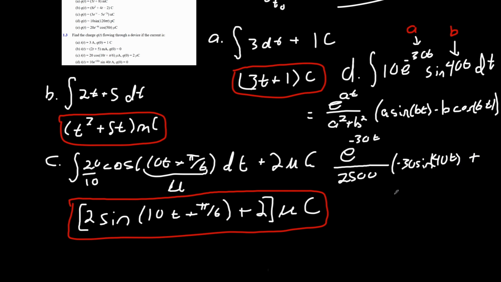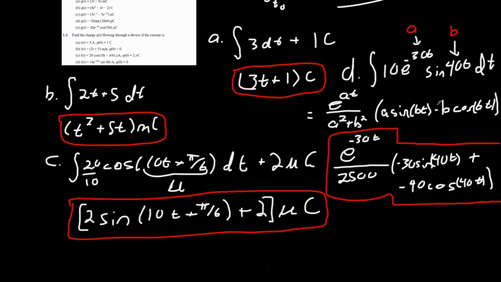And then we're going to add that with negative 40 cosine 40t. So if this looked like an extremely hard integral, which would definitely be a little tedious to do, I would recommend looking at this form and just knowing this, so if you see something like this, you can easily integrate it and don't even have to think about integration by parts.